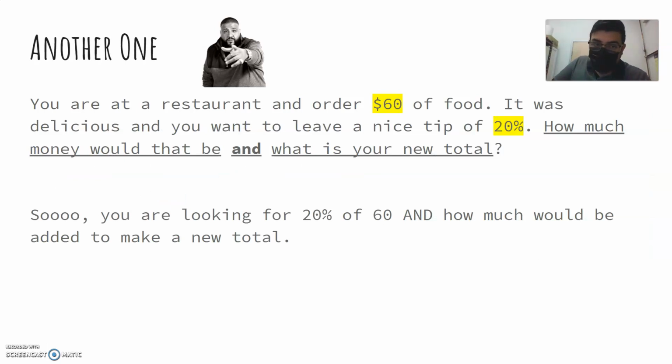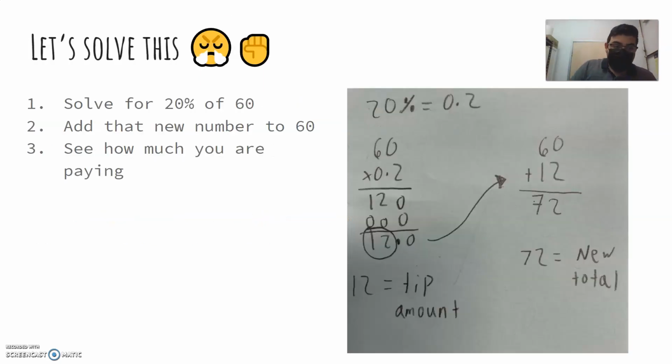All right. Another one. You have $60. You want to leave a tip of 20%. So you're looking for 20% of 60. In the word problem, you're highlighting how much money would that be. So what is the 20%? And what's your new total? So what is the 20% after added on to the $60? Okay, so remember, once you leave a tip, the money that you take to add on to the tip has to be added to your new total.